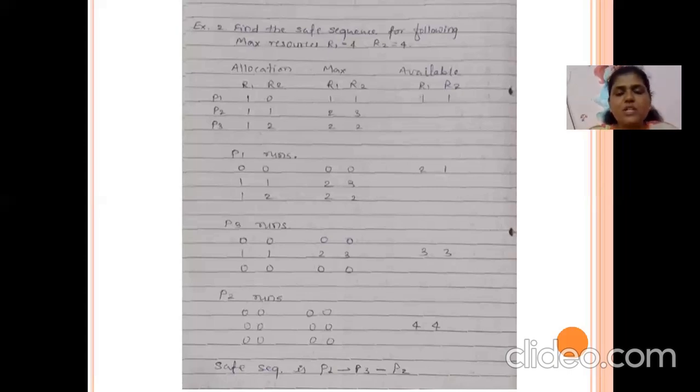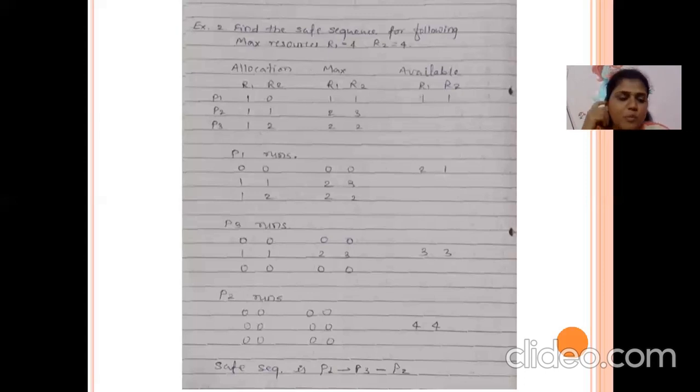Now we will check whether its need can be satisfied with whatever is available in the available matrix. P2 needs 2 and 3 resources of R1 and R2 type respectively, and there is only one resource of each type in its allocation matrix. So its need is 2 3 minus 1 1, which is 1 2. Can this need be satisfied from the resources present in the available matrix? Yes, its need is 1 and 2, and in available we have 3 and 3.